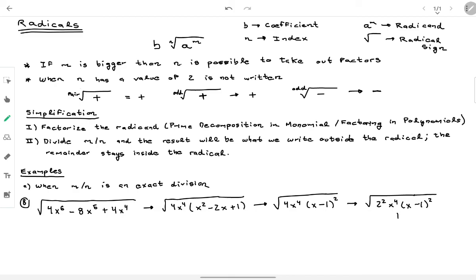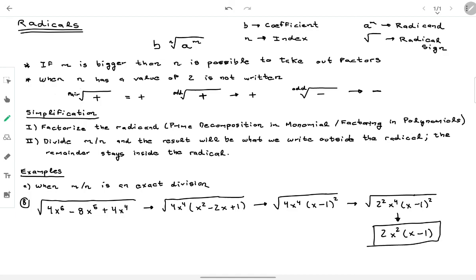So let's see. We can now do the division of the powers with the index. Remember, this one is a square root because we don't have an index. So 2 squared, 2 divided by 2, it's 1. So it's going to be 2 to the 1. X to the 4, 4 divided by 2, it's going to be 2. And the parenthesis part, x minus 1 was to the 2. So it's going to be 2 divided by 2, to the 1. And that's going to be the final answer.